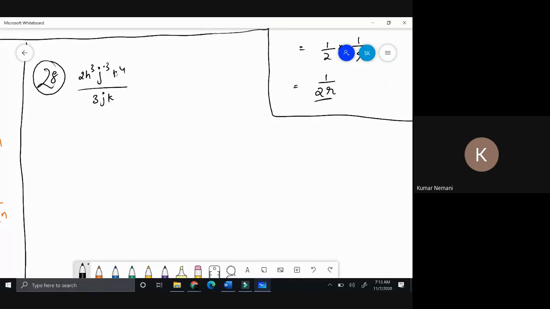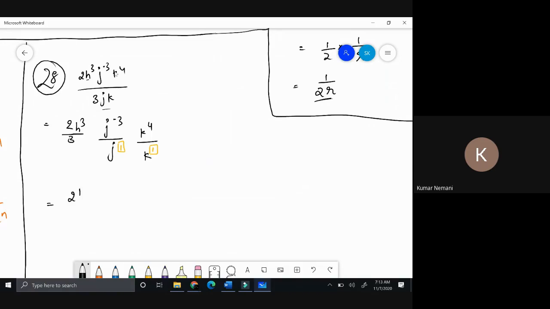Interesting. In the denominator, you don't have the h term, so you're going to leave it exactly like that. So let me rewrite this. It's going to become 2 over 3 h cube. I'm going to write it separately because this is going to be undisturbed. But you have j power negative 3 divided by j, k power 4 divided by k. Now you know that if there is no number or no power for a variable or for a constant, the default value is always 1.